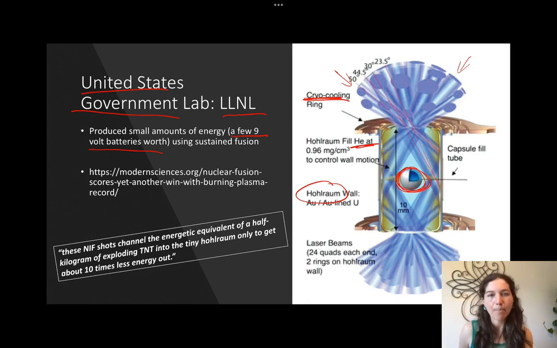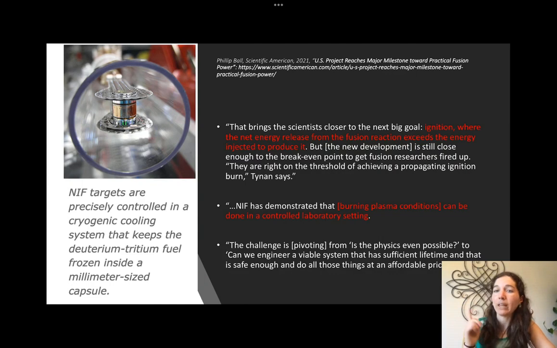So you can kind of see the comparison here of what's going on with this quote. It says, these NIF shots channel the energetic equivalent of a 0.5 kilogram of exploding TNT. So that's how much energy has to be put into these things, into this itsy bitsy tiny little capsule. And they only get about 10 times less energy out. So the goal is to get the equivalent out of it and get more out of it, right? Like you want to initiate it and then make enough energy that it's worth all that input. So we haven't gotten to that point yet. And that's what's called ignition, when what you get out exceeds what you put in.